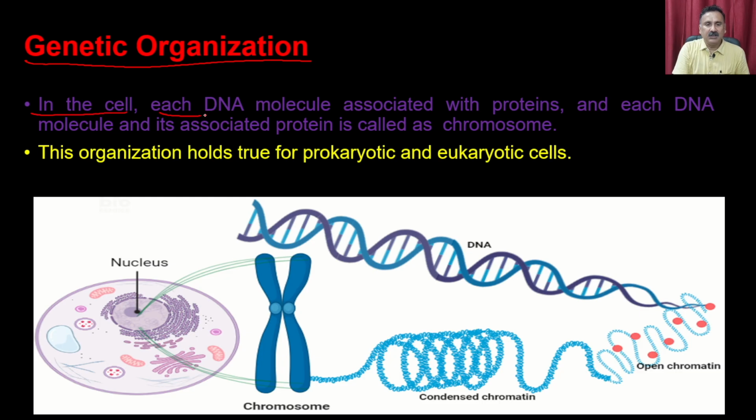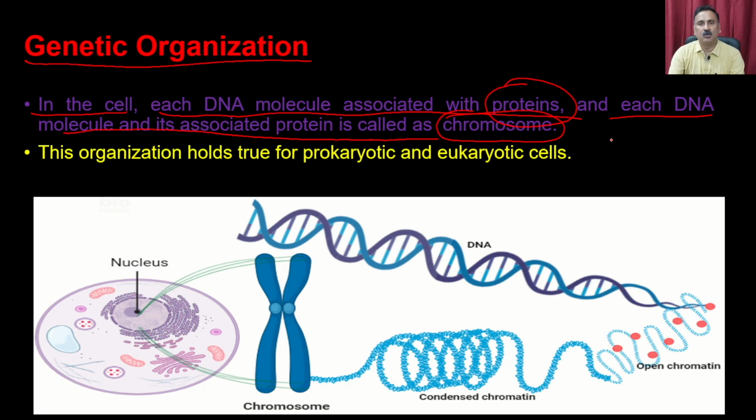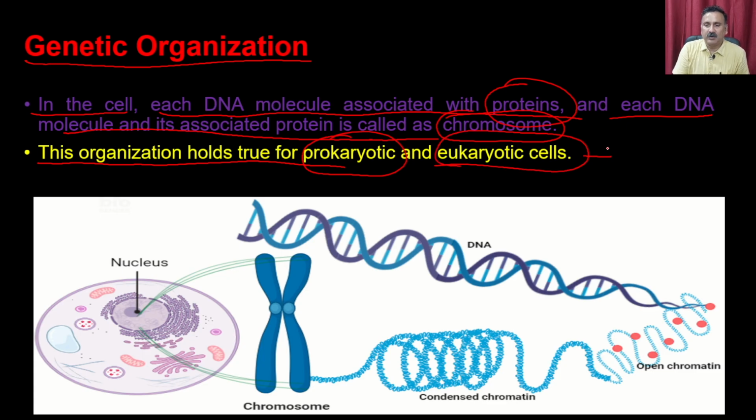In the cell, each DNA molecule is associated with protein molecules, and each DNA molecule and its associated protein is called a chromosome. In any organism, the DNA is going to get associated with protein molecules, and this particular structure is called a chromosome. This organization holds true for the prokaryotic cell and the eukaryotic cell. In the eukaryotic cell, you are going to have many types of chromosomes, and in the prokaryotic cell the genome is very small, so it is going to have a single chromosome.